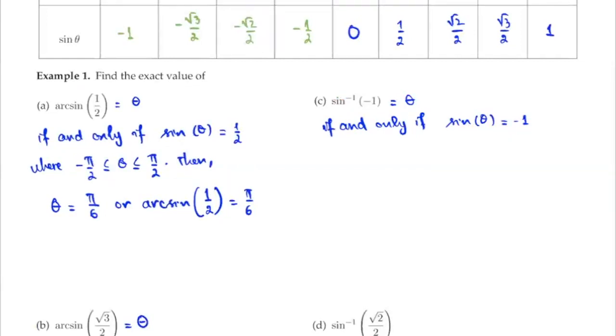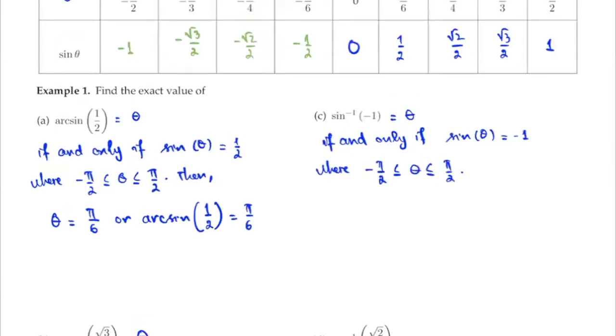Again, I want to emphasize that theta is between negative pi over 2 and pi over 2. With sine of theta equal to negative 1, you're looking for the corresponding angle. In this case, it's negative pi over 2. Then the theta that you're looking for is negative pi over 2, or inverse sine of negative 1 is equal to negative pi over 2.